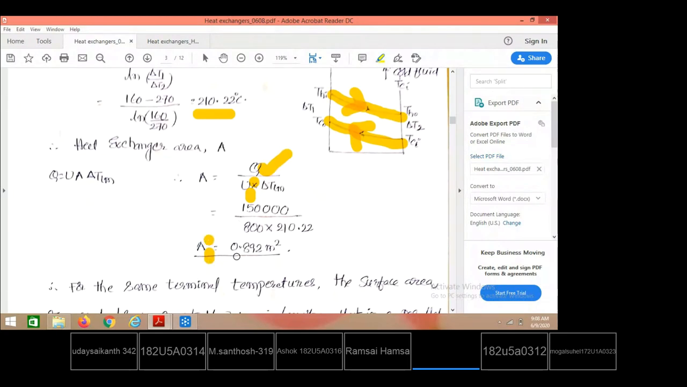So in this case, what we have observed is that one time it is operated as a parallel flow heat exchanger, another time as a counterflow heat exchanger, without changing the terminal temperatures. If it is operated once as parallel flow and another time as counterflow, then the area of the heat exchanger required is lesser in the case of the counterflow heat exchanger. The size of the heat exchanger required is lesser in the case of counterflow.